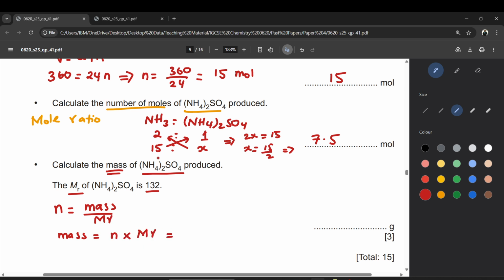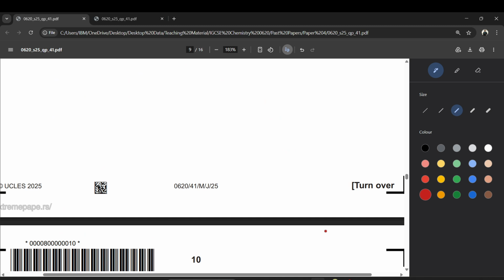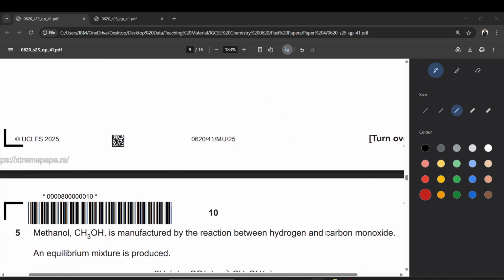Number of moles of ammonium sulfate is 7.5, which we worked out in the previous part, multiplied by the MR value, which is 132. Okay, so multiply it and you can get your answer. So 7.5 times 132, that is equal to 990 grams. All right, so that is the end of question number 4.